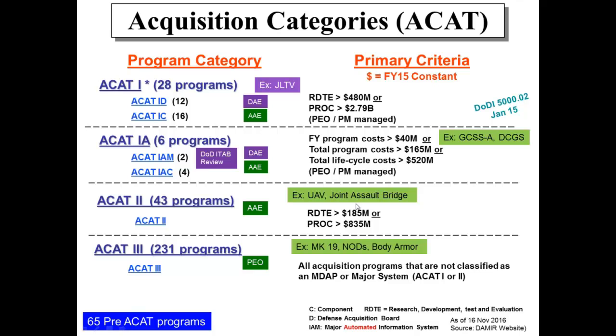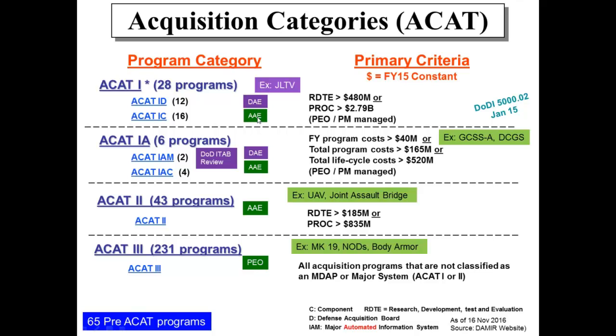And then ACAT 3, where the majority of the programs are. You see some examples there: the Mark 19, NODs, body armor, things of that nature. Anything that doesn't meet the criteria for 1 or 2 falls into a 3. The Navy actually has ACAT 4, but we're not in the Navy. So we will stop at ACAT 3, which is the lowest level ACAT code that the Army uses, and usually the authority goes down to the PEO, the Program Executive Office.